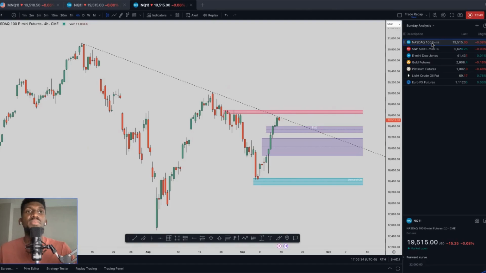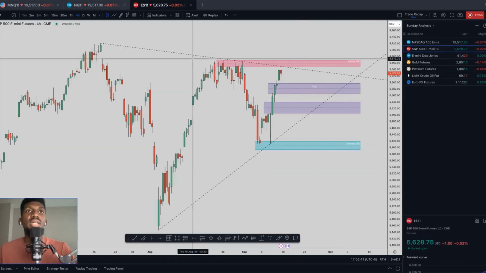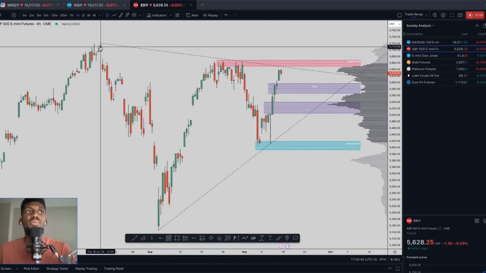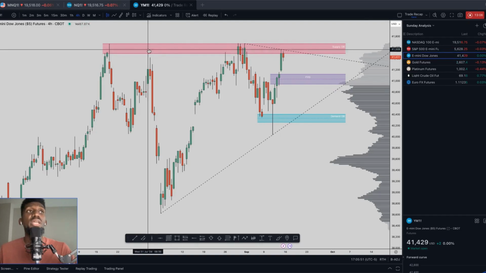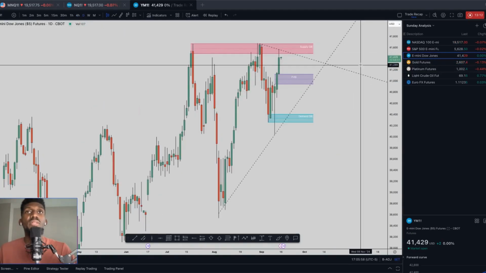So NASDAQ, same story. We're testing the highs and this downward moving trend line. On the S&P 500 or ES, same thing, downward moving trend line, testing the highs to see if we break out into highs back from July. And then same thing with YM, which is US 30. We are now on our 3rd attempt to see if we can push outside of this or reject, and that's all on the daily and 4 hour time frame.